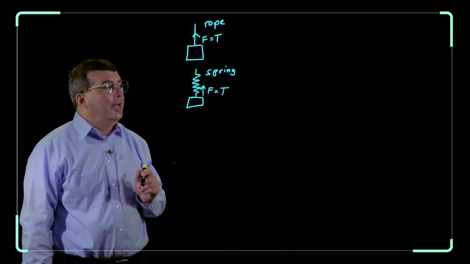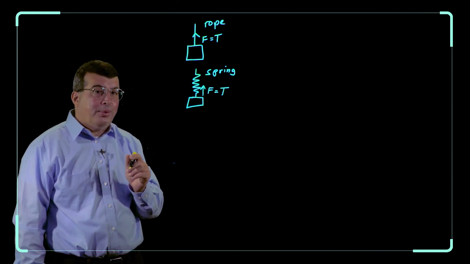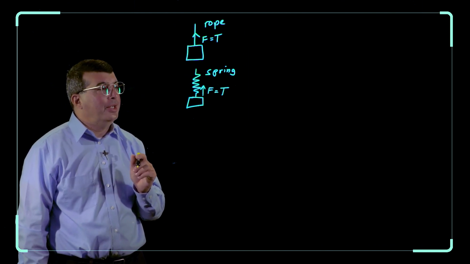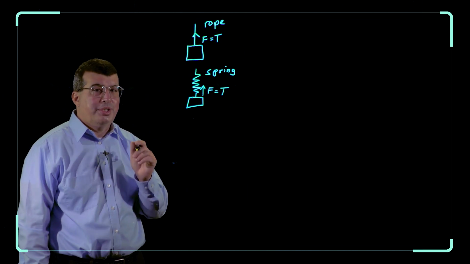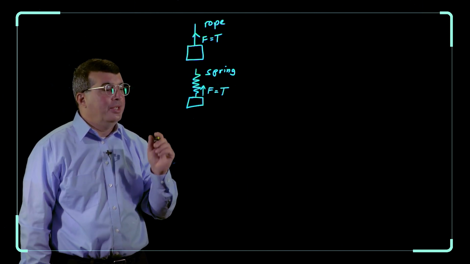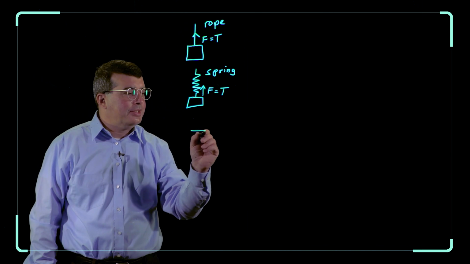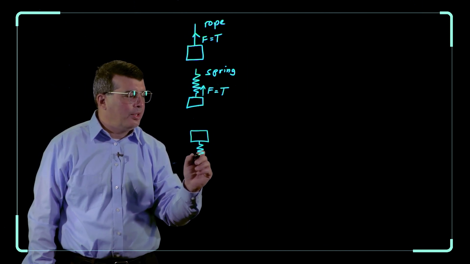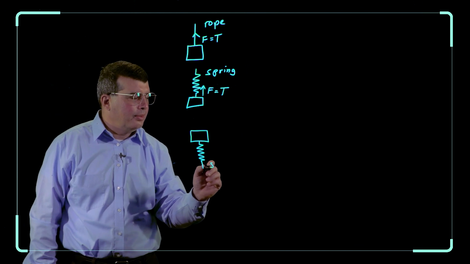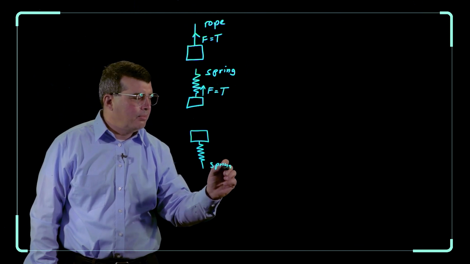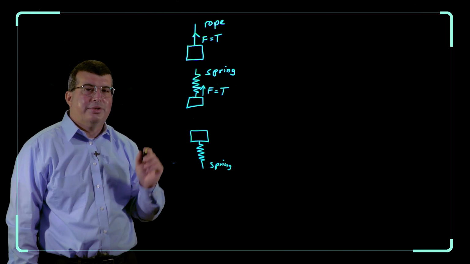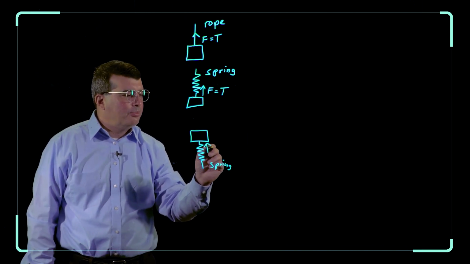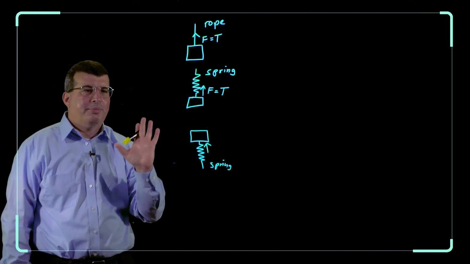However, a spring can not only pull, it can also push. The spring can pull in the direction of the spring, or it can also push away from the spring. So let me draw my object again, but this time it's on top of a spring. It's being supported by a spring. And in this case, the force from the spring is pushing upwards, away from the spring.